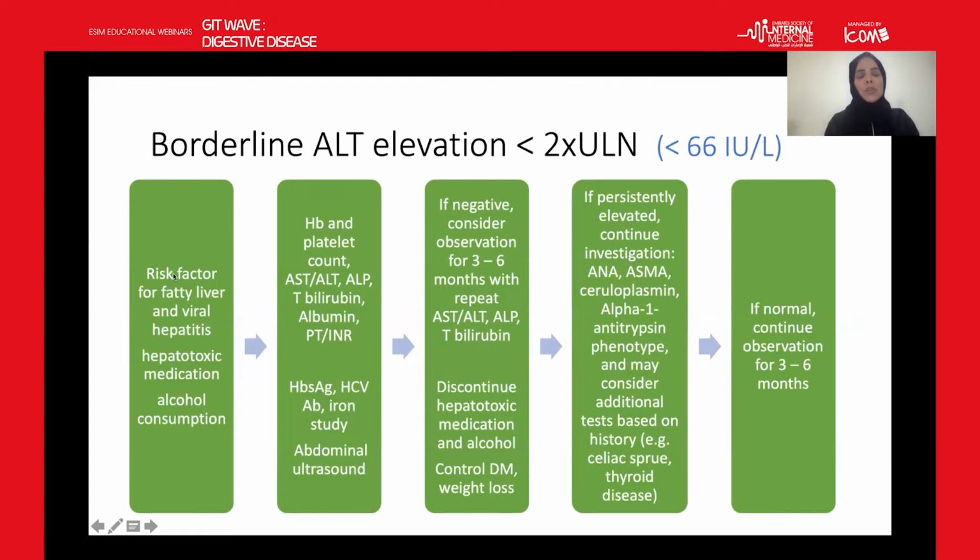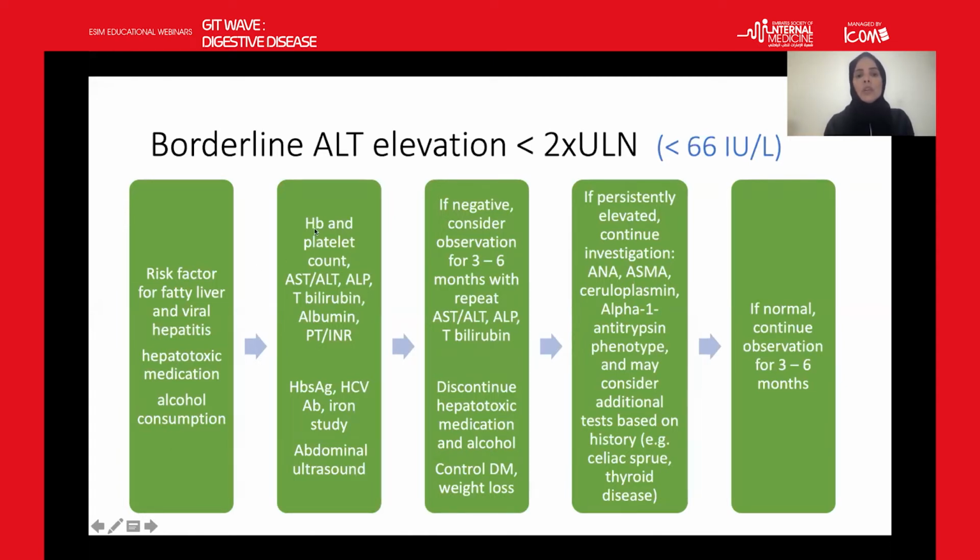So you obtain the history of the patient, and usually you look for the common etiology which will lead to this borderline elevation. And mainly we are talking about fatty liver. So you obtain a history to suggest risk factors for fatty liver. We're looking for chronic viral hepatitis, which could have the same picture. Any medication which has hepatotoxic effect could have the same range, as well as alcohol consumption.